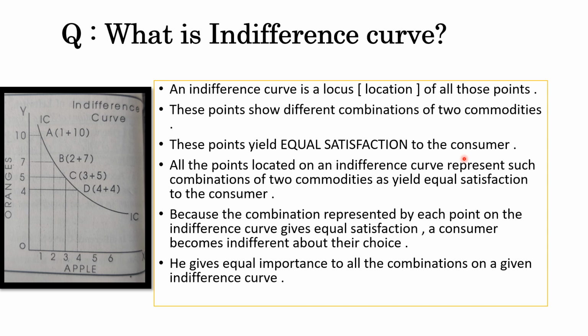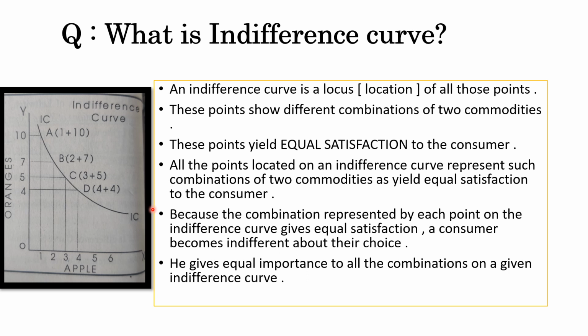That is why the word indifference comes. He is indifferent to any point, means he is the same to all the points, because satisfaction from A is equal to satisfaction from B, which is equal to the satisfaction from point C, and which is also equal to the satisfaction from the combination at point D. And there are innumerable points between A and B also. He is indifferent to all those points. You consider any single point on the indifference curve, he is having equal satisfaction on all these points.